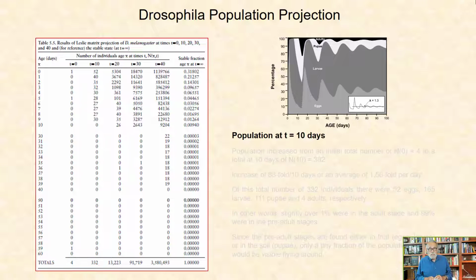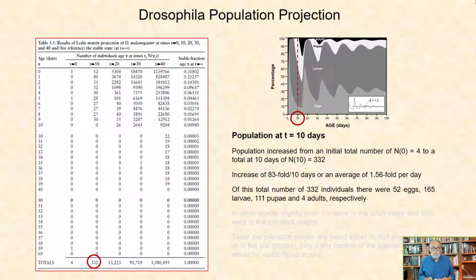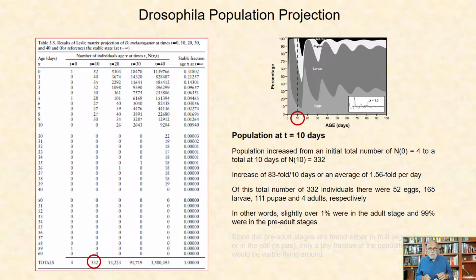Population at time 10 days. The Drosophila population increased from an initial number of 4 individuals to a total at 10 days of number at age 10 of 332. This is an increase of 83-fold for 10 days, or an average of 1.56-fold per day. Of this total number of 332 individuals, there were 52 eggs, 165 larvae, 111 pupae, and 4 adults. In other words, slightly over 1% of the population was in the adult stage and 99% in the pre-adult stages.